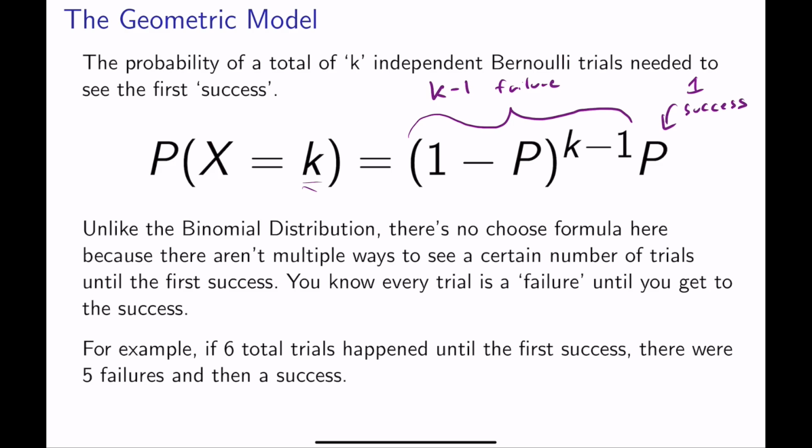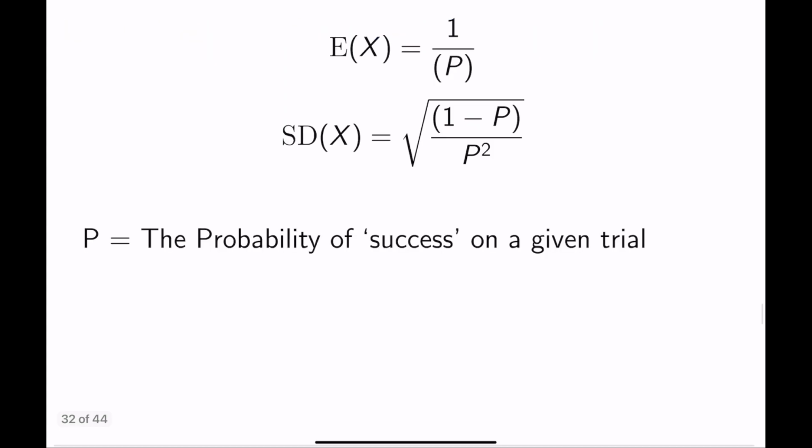If you're talking about observing 6 total trials till the first success, then you know that had to be failure, failure, failure, failure, failure, and then a success. There's no other way that could have happened. So here are some results for the expected value and the standard deviation of a geometric random variable. And you'll notice the value p occurring fairly frequently, and we're using that as the probability of seeing a success on a given one of our Bernoulli trials.